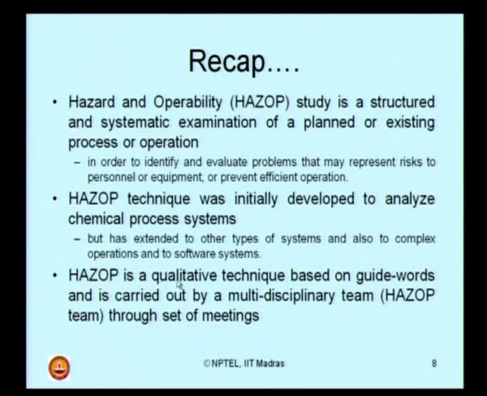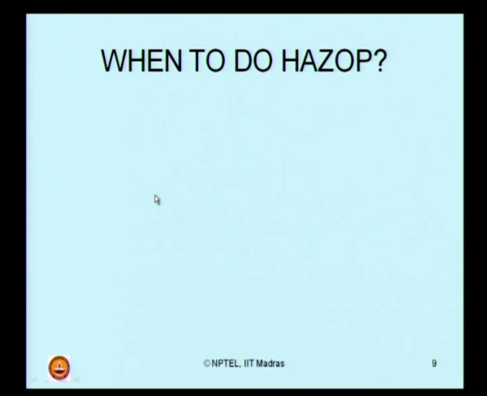Hazop actually is a qualitative technique based on guide words, which we call the backbone of Hazop, and it is usually carried out by a multidisciplinary team. This is generally referred to as a Hazop team. They do this exercise through a set of meetings. Now, the fundamental question that comes is when to do a Hazop study.